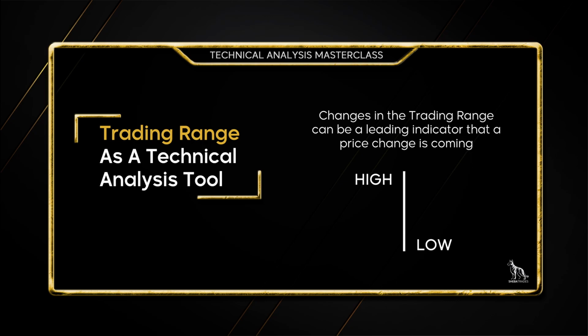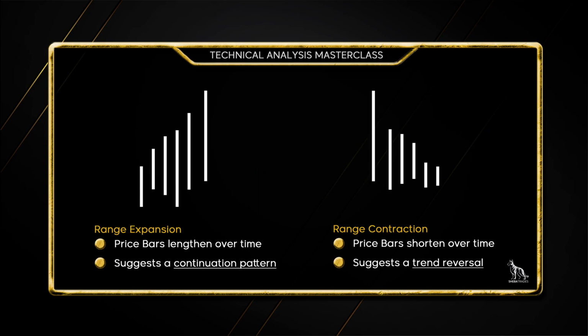So when we start to see these ranges between the high and low expanding or contracting, that might be telling us that there's something coming. That's what we call a leading indicator versus something that may be more of a lagging indicator. So it could be very helpful that way as well. So if we look at trading ranges, we could look at range expansion and range contraction.